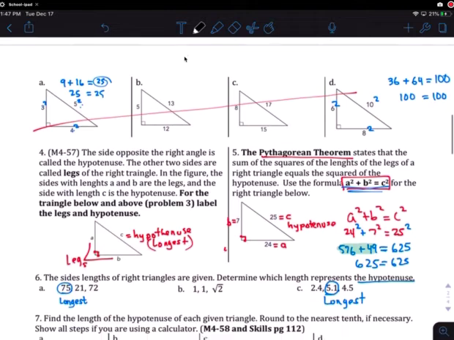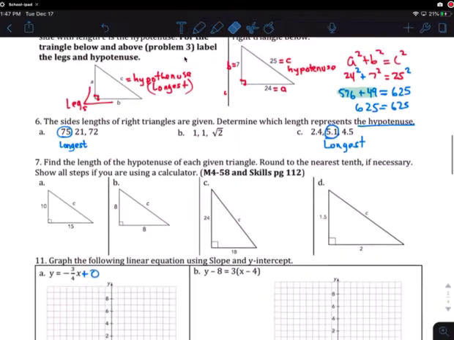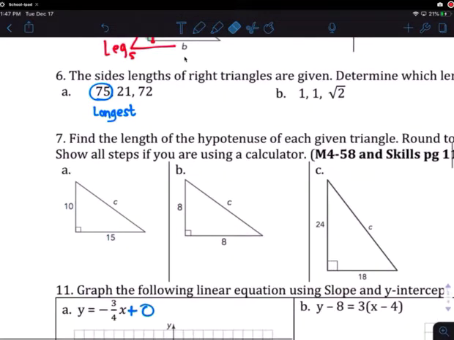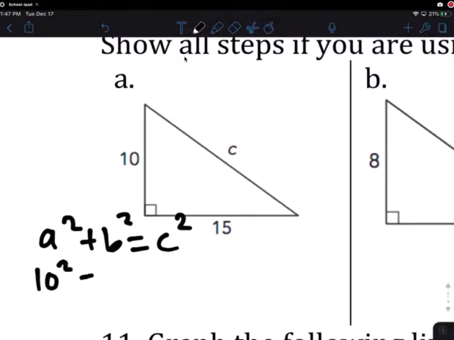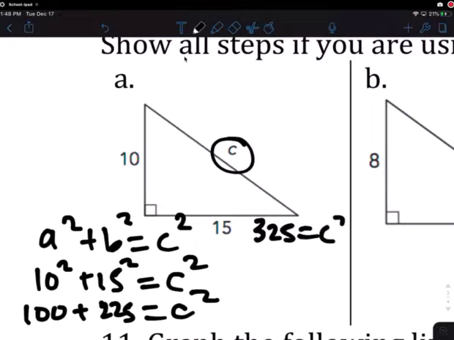All right. And then back page. We did all this in class, and I didn't do these. So Pythagorean theorem, just like your last page, you do a squared plus b squared equals c squared. 10 squared plus 15 squared equals, hey, this kept the letter c, c squared. 100 plus 225 equals c squared. 325 equals c squared. Take the square root.